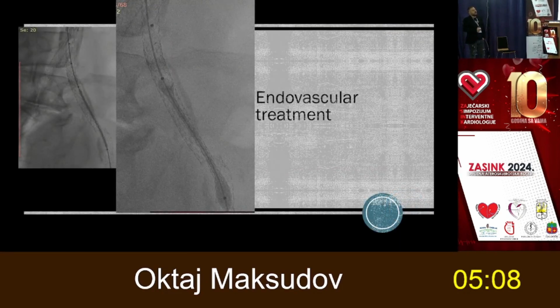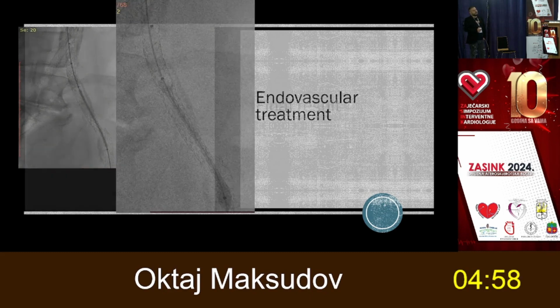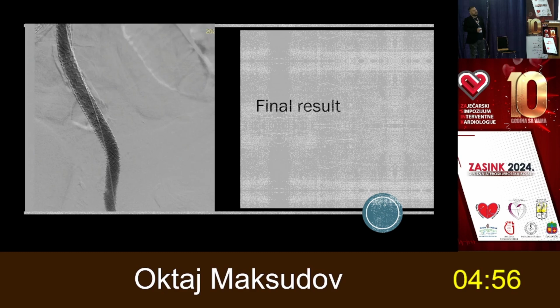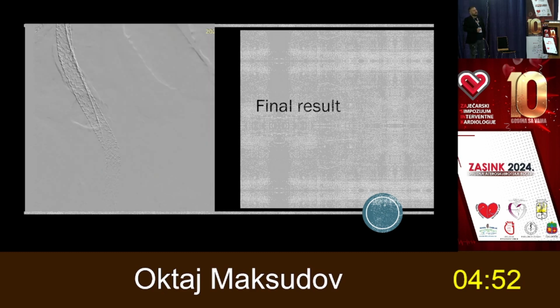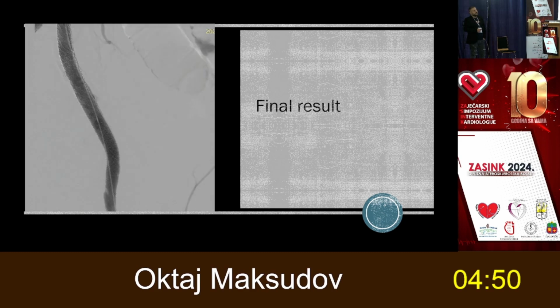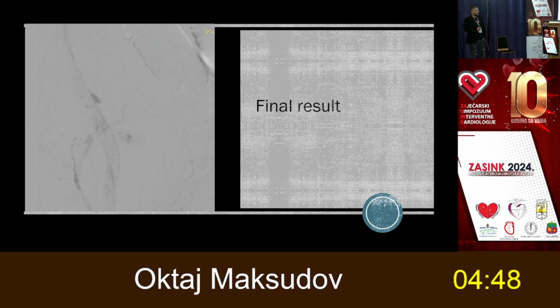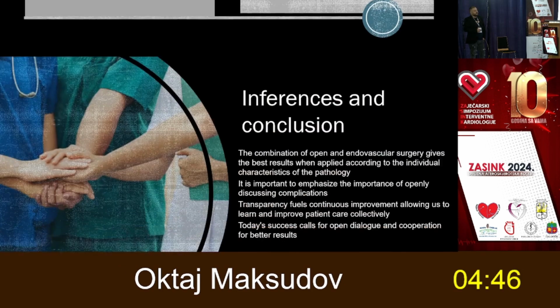So we put a third stent that made an alignment between the first and the second stent, and this is the final result with the exclusion of the pseudoaneurysm and good results, and we saved the leg at that time.